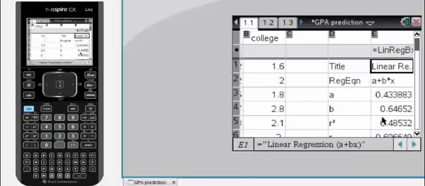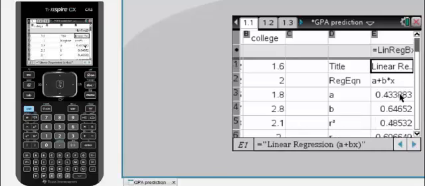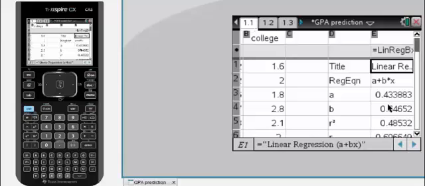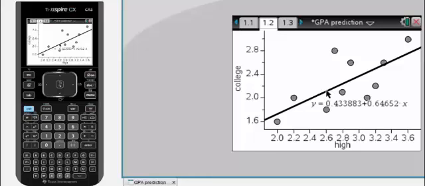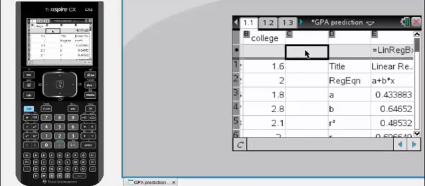That's fine. And if you see here, this is very similar to the equation that I have in my scatter plot. My a value is 0.433883, and my b value, my slope, is 0.64652. Same thing.